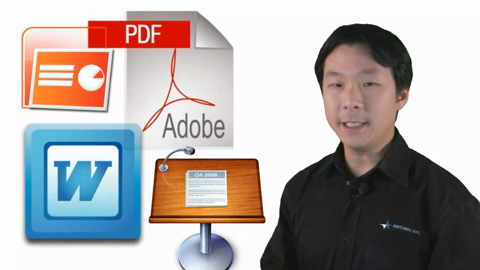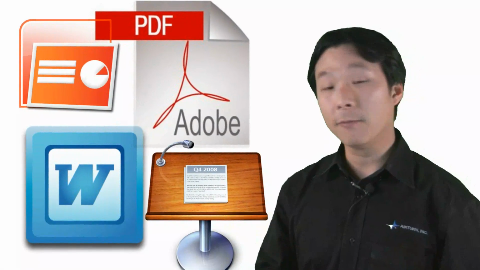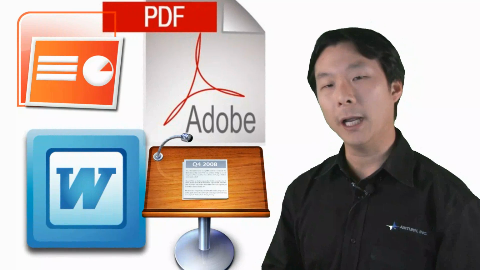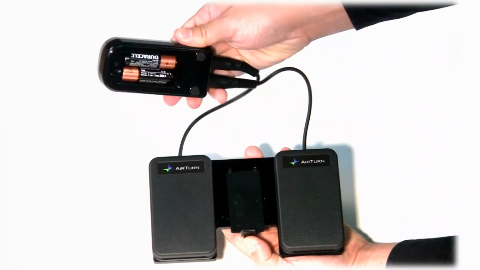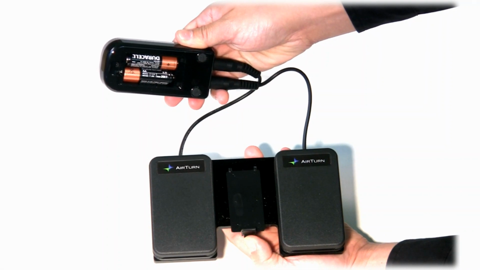The AirTurn AT-104 will turn pages for most document and presentation programs and is powered by AA batteries that can be easily replaced by removing the transmitter from the pedal board.